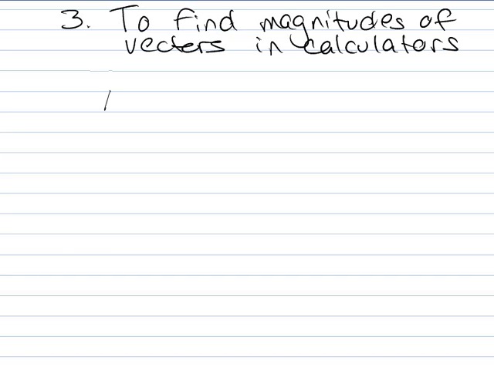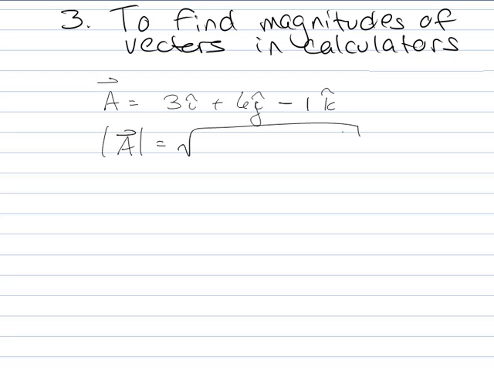So, say I've got some kind of a vector, 3, 6, and whatever, doesn't really matter, -1. So if I want to find its magnitude, I'm just going to write the square root of the sum of the squares, 9 plus 36 plus 1, so square root of 46.